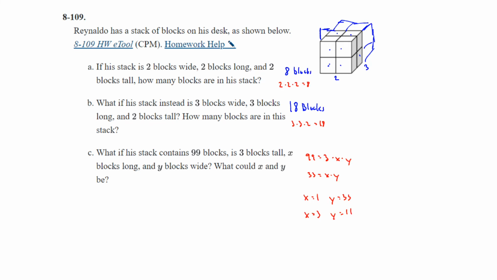And those are really the numbers that go into it, so you could also switch these around and say, okay, well, x is 11, which means y is equal to 3, and then x is 33, which means y is equal to 1. So these would really be the different combinations that you could have for that stack of blocks.